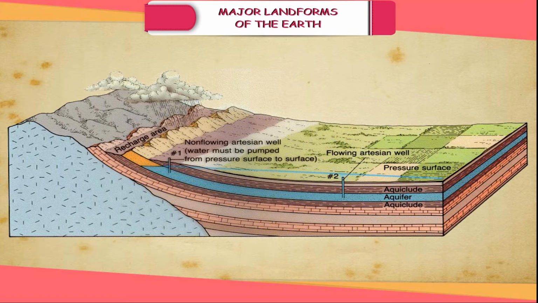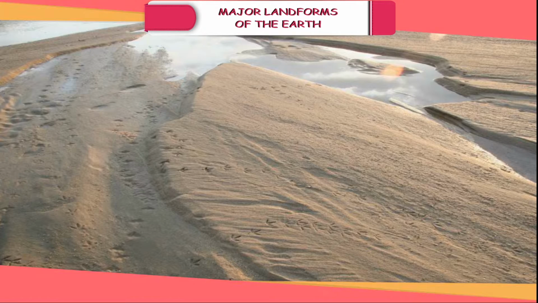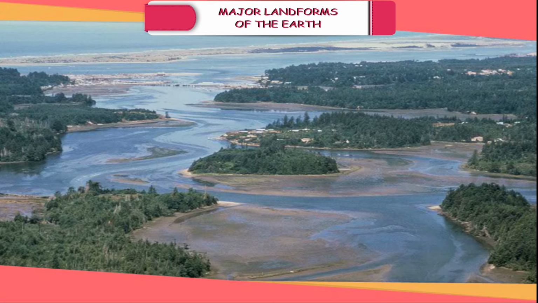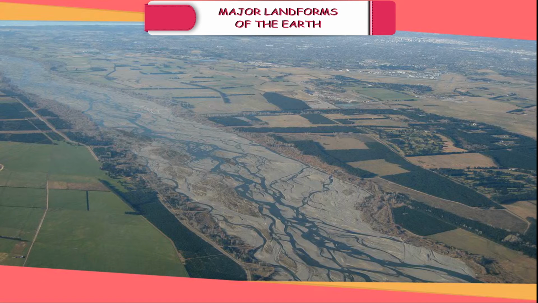Plains. The flat low-lying area of land is called a plain. Most plains are formed by rivers and their tributaries. The rivers bring sand, silt and clay from higher elevation and deposit the same at lower elevations. The plains formed by the depositional work of running water are called alluvial plains. The Indo-Gangetic Plain is an example of alluvial plain.